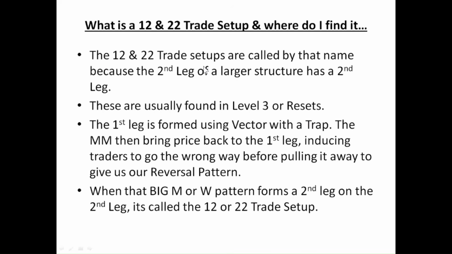Okay, and where do I find it? The 12 and 22 trade setups are the second leg of a larger structure. We'll show you that. In level 3 as well as resets. Why reset? Because these are anchors. They're a 3-level drop or rise, and that's why we call them anchors. Okay, the first leg is formed using vector with a trap. The market makers then bring price back to the first leg, inducing traders to go the wrong way before pulling it away to give us our reversal pattern.